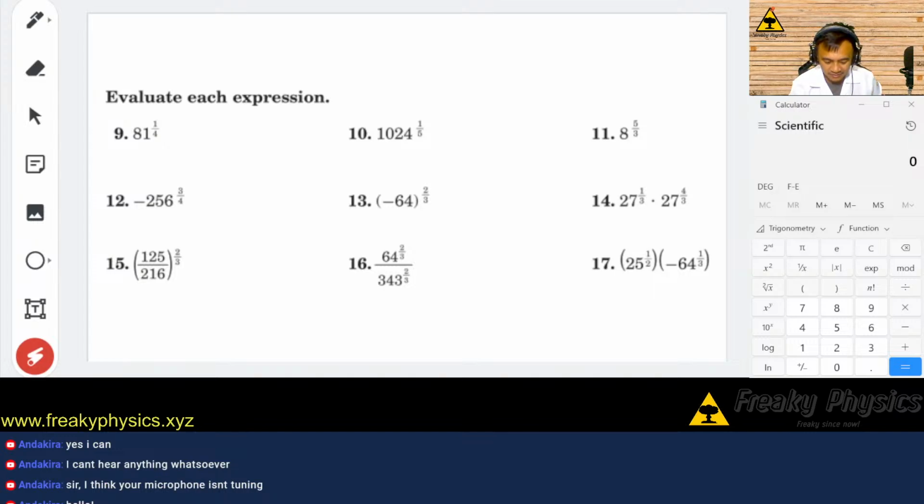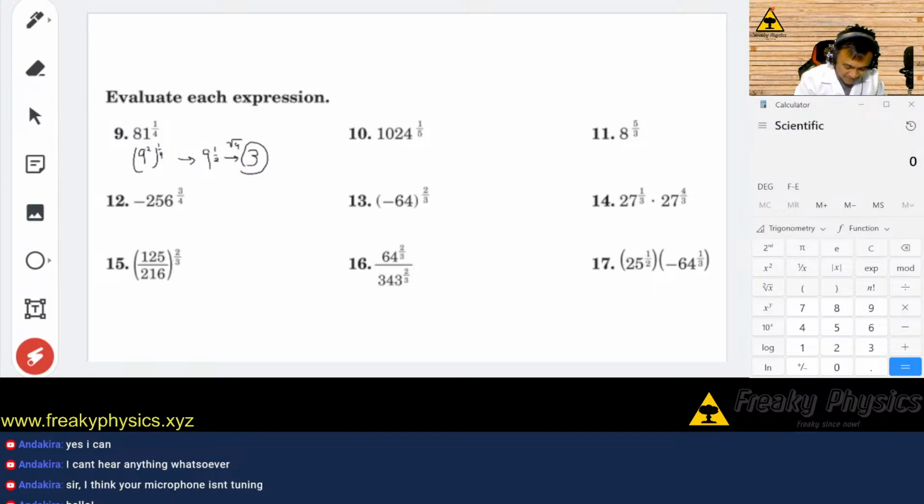All right. So it could be 9 to 1/4, which makes 9 1/2, and that's just like the square root of 9, which makes 3.